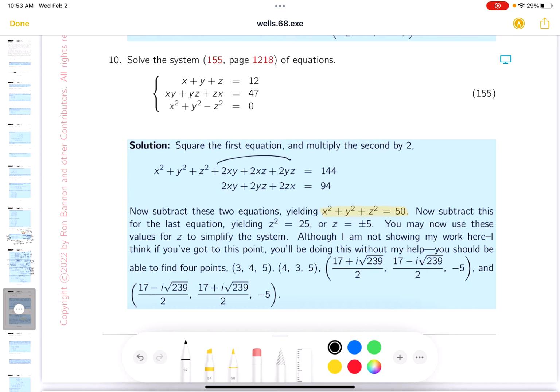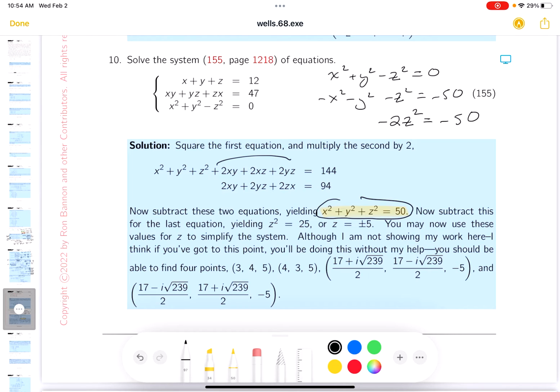It says now subtract this from the last equation. Well, I'm going to take their suggestion again, and let's put this down. What's the last equation? It's x squared plus y squared minus z squared is equal to 0. And they said subtract this. Well, let me put that down. Minus x squared minus y squared minus z squared equals minus 50. And what do you get over there? Well, a lot of things disappear. You would get minus 2z squared equals minus 50.